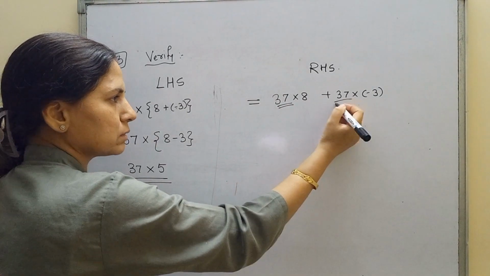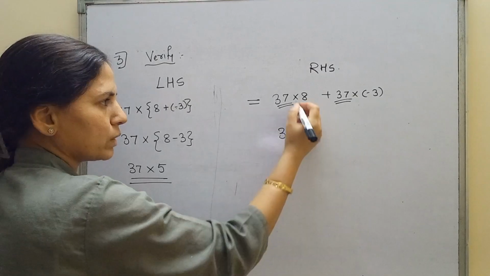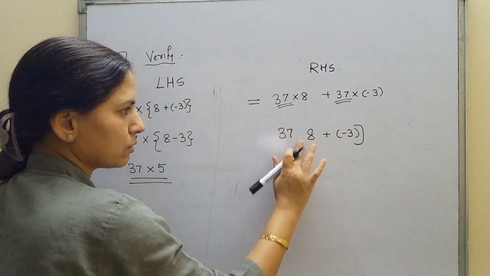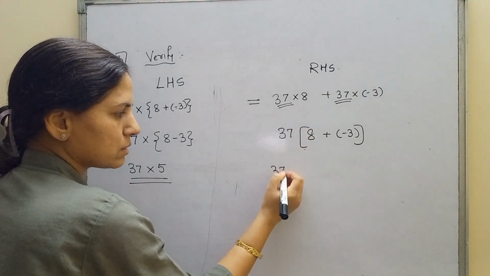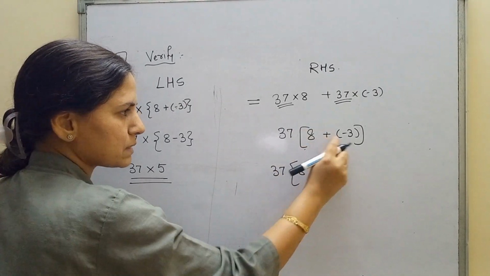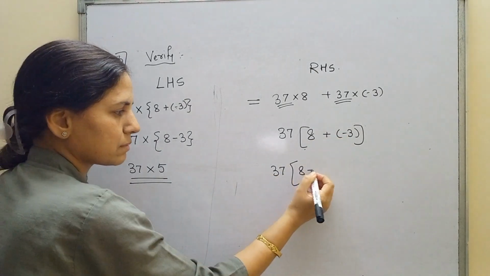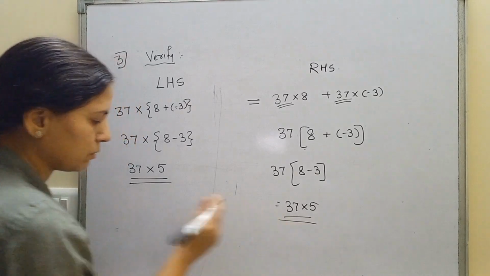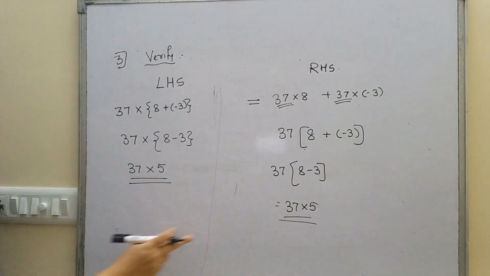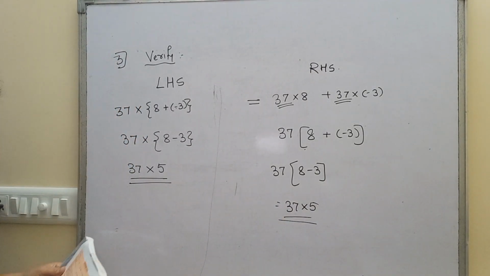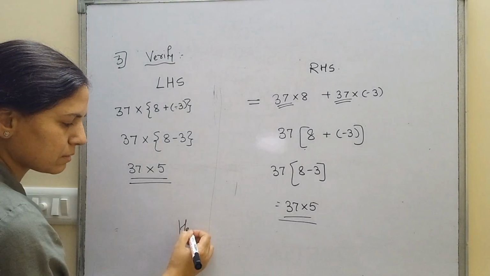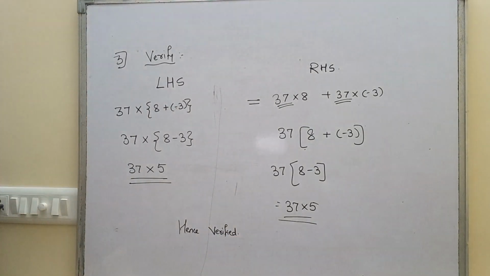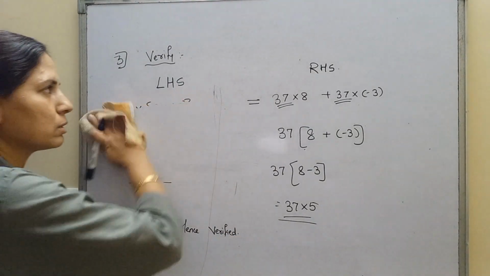What is common? 37. What is left? 8 plus minus 3. So this is 37, 8 plus minus will make it minus. So this will be 37 into 5. See, LHS is equal to RHS, hence verified. All you have to write is hence verified. Let's go ahead with the next question.